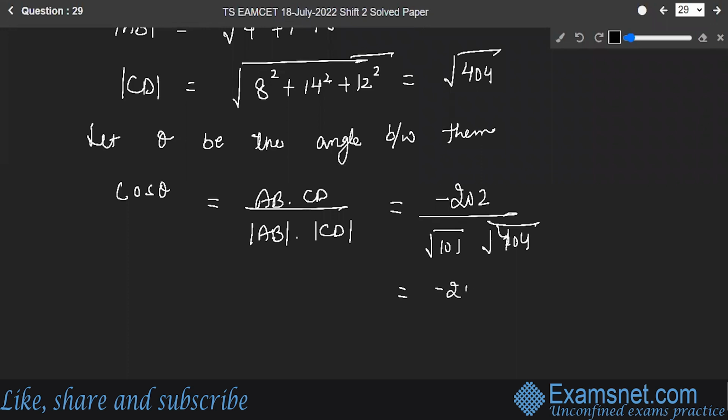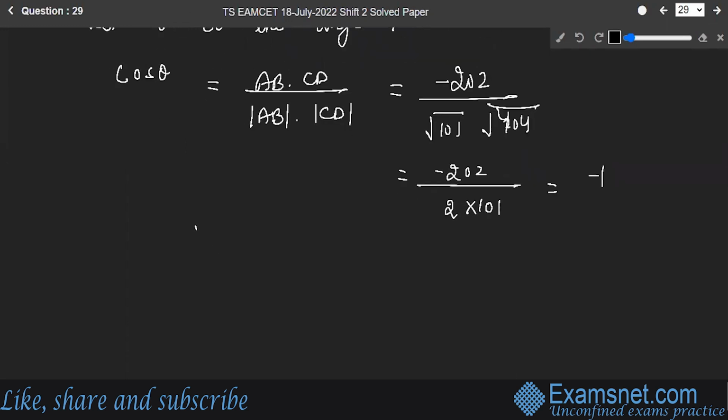Which is minus 2√2 upon, I'll take 2 common from here. 4 will be taken outside. So root of 4 is 2. And this is multiplied by 1 over 1. This is equal to minus 1. That means cos theta is equal to minus 1, which gives you theta is equal to pi.